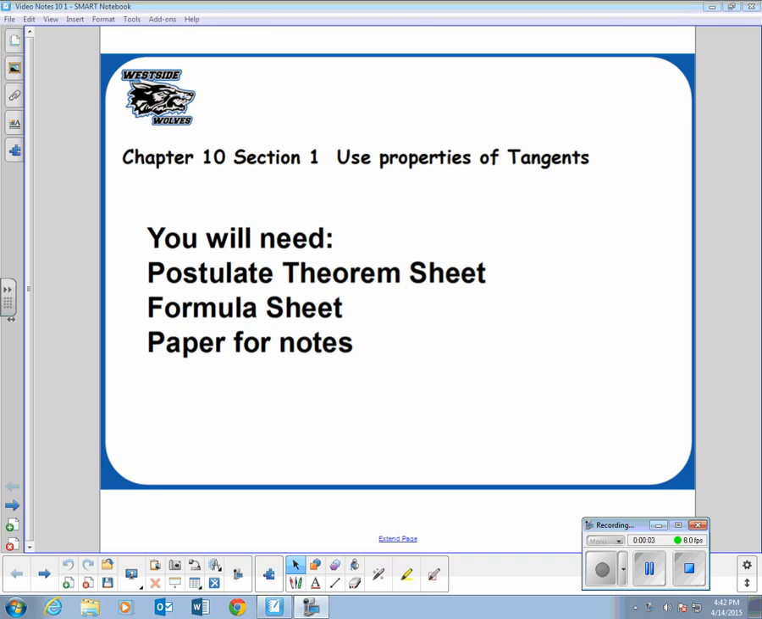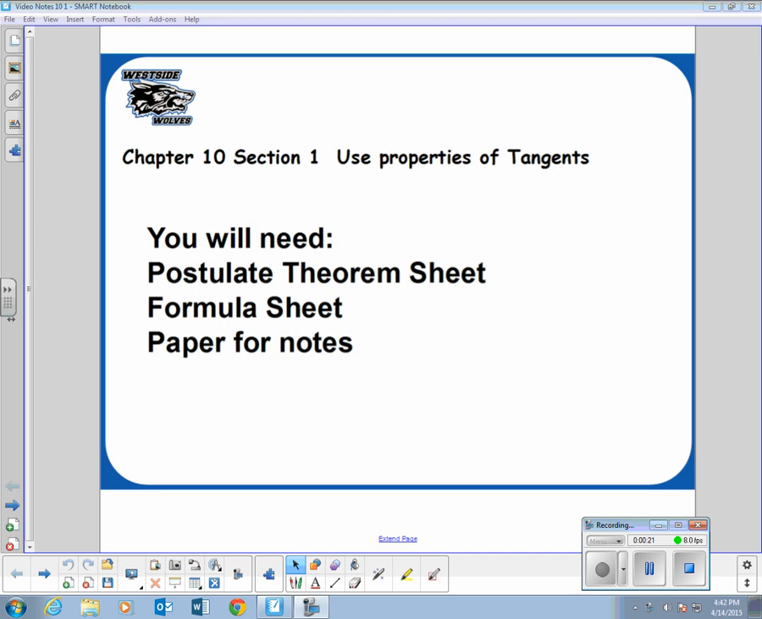Today we're going to start in Chapter 10. We're going to talk about different parts of circles, a lot of vocabulary today, and about the properties of tangents and how to use them in circles. This word tangent is different than the tangent that we learned about when we were talking about trigonometric ratios.